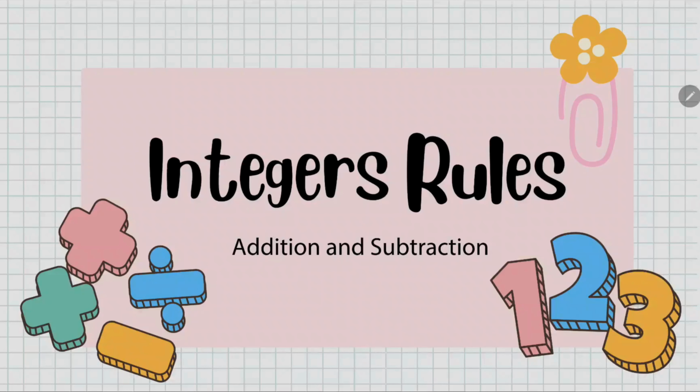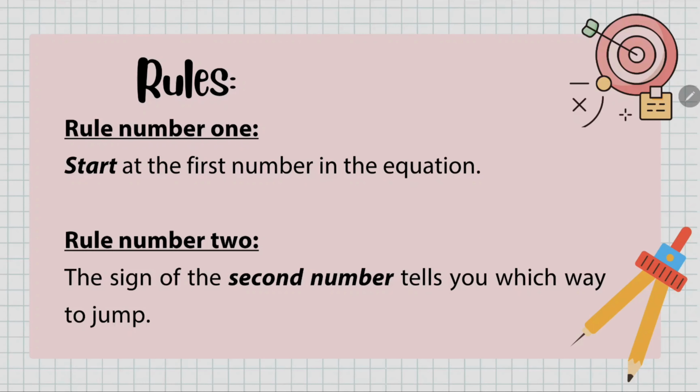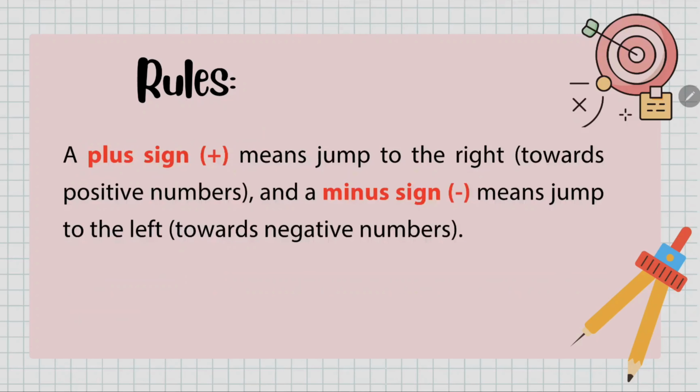Today we're tackling addition and subtraction of integers using one of the best visual tools out there, the number line. You have to remember the two rules when it comes to doing these kinds of questions. Rule number one is start at the first number in the equation. Rule two is the sign of the second number, which tells you the way to jump. A plus sign means you jump towards the right, towards the positive numbers, and a minus sign means you jump to the left, towards the negative numbers.